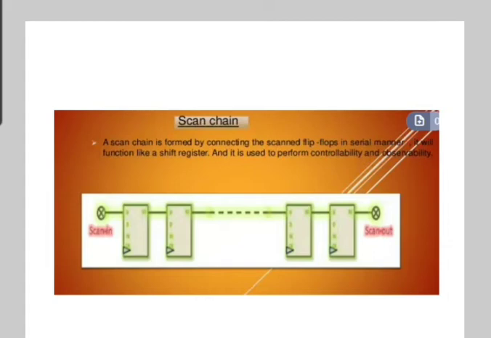Disadvantages of scan path: the scan path results in hardware overhead and additional multiplexers are required. Speed degradation may be observed due to the additional multiplexers in the signal path.